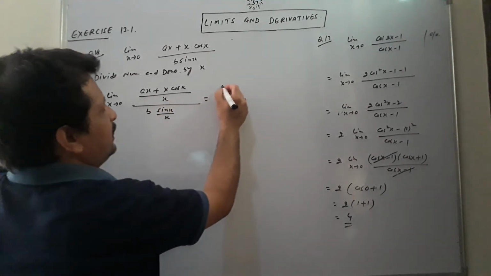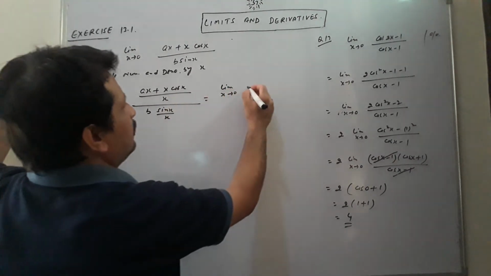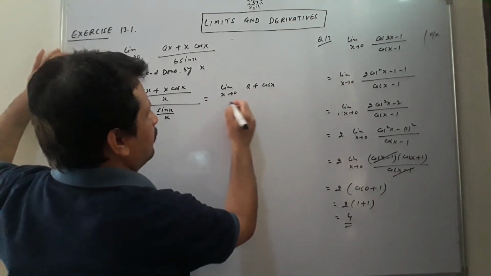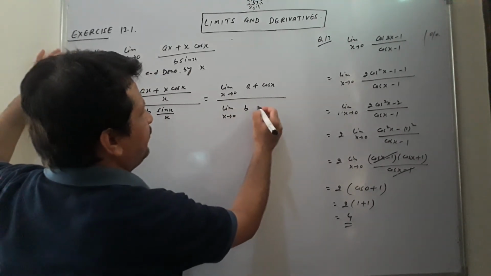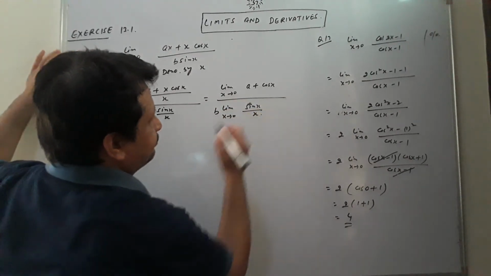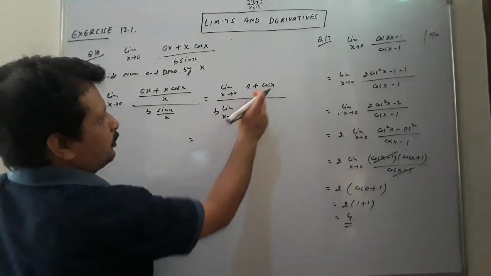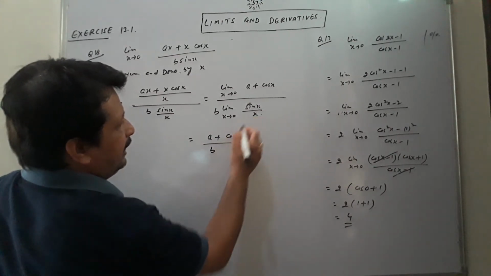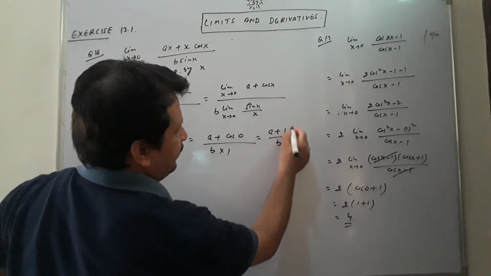This is equal to, students, limit x tends to 0. Now I am separating the limit also. This is a plus cos x upon limit x tends to 0 of b, and we can take this b outside, sin x by x. Now you know this will come as equal to 1. Here we will put the limit: a plus cos of 0 upon b, and this is equal to 1. So this will come as a plus 1 upon b.